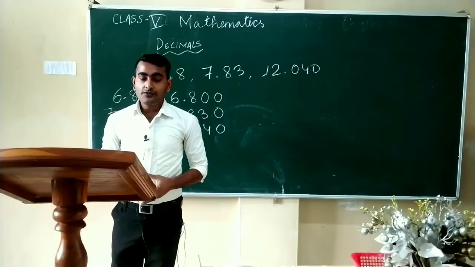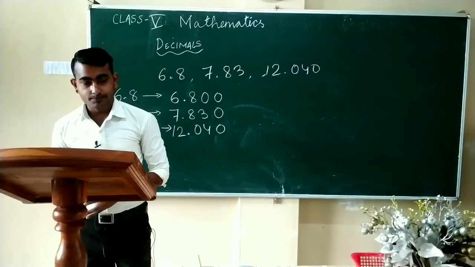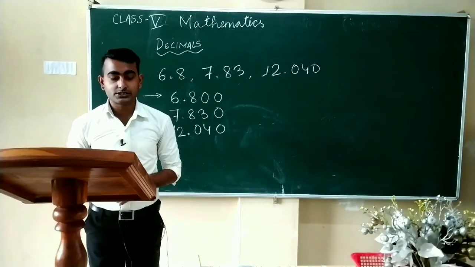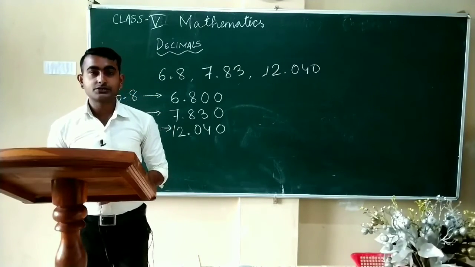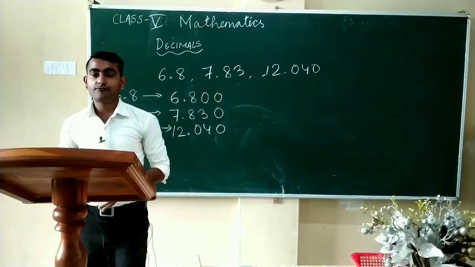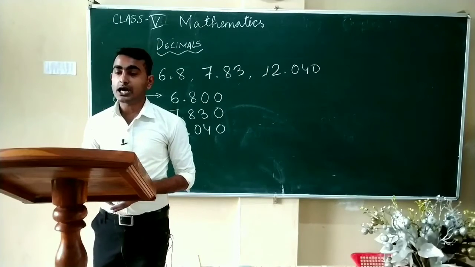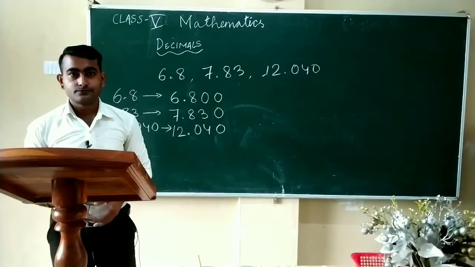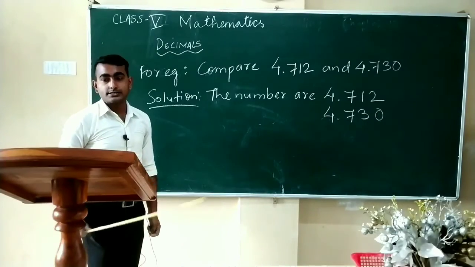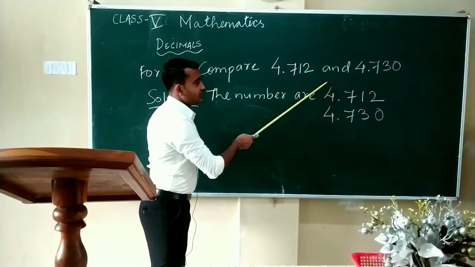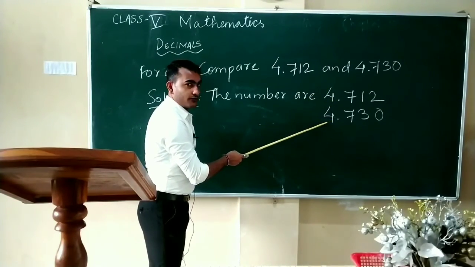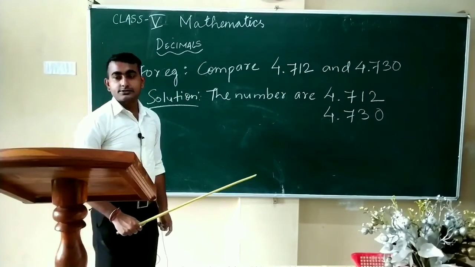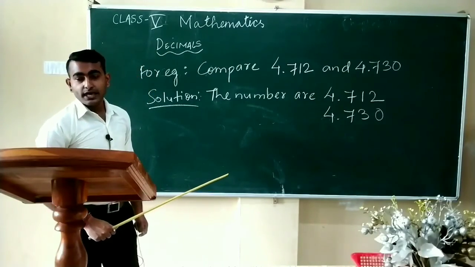Step 3, if the whole number parts are the same, compare the tenth digit. The decimal number having the greater tenth digit is the greater number. Step 4, if the tenth digits are the same, compare the hundredth digit, and so on. As for example, the whole number part is the same, as you can see, here it is 4 and here also 4, meaning same. So we start comparing the digits from the tenth place.